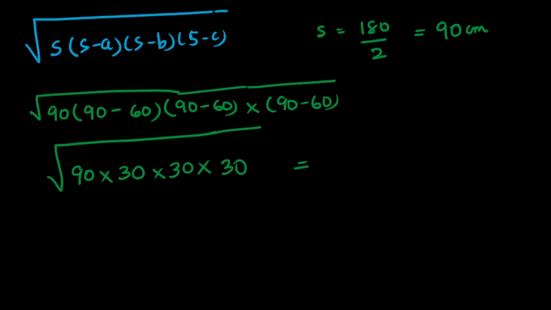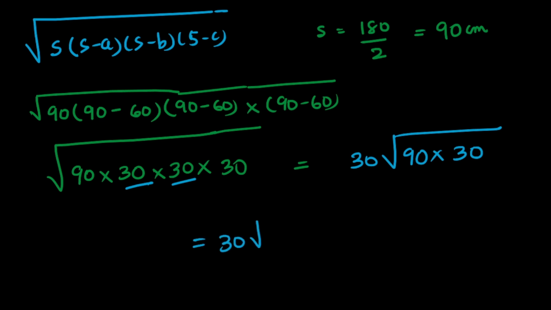Now, if you see here, we have root 30 and root 30, right? Root 30 into root 30, so we'll take 30 outside. Then into, you have root 90 into root 30, right? Now we'll simplify this. So what will you do? You have root 90 into root 30, and you have to simplify it by writing it in terms of factors.